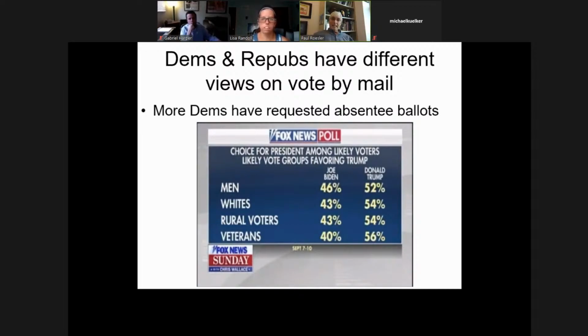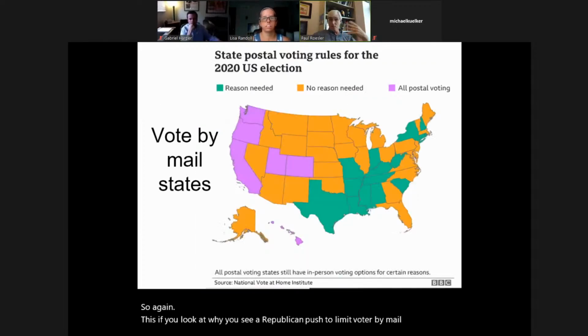So again, if you look at why you see a Republican push to limit voting by mail and photo ID, you can see there's a reason for that.